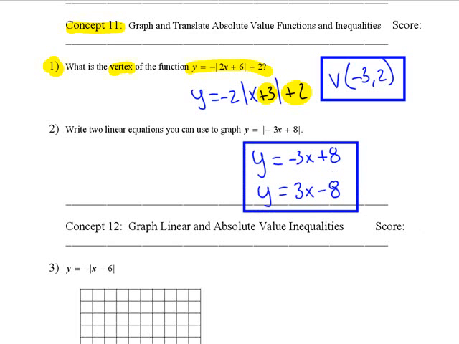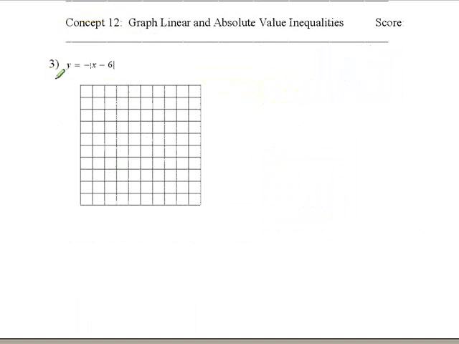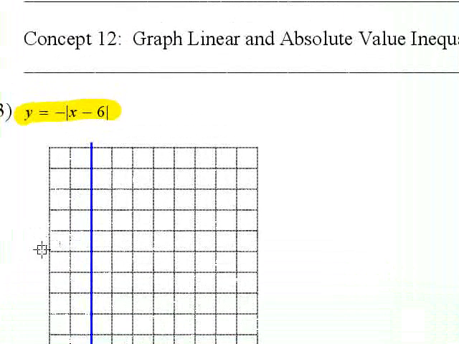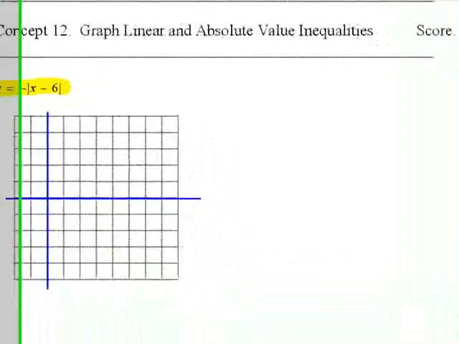Any questions here? Concept 12, they want me to graph this absolute value. I can see that that thing's going to open down because of the negative, and I've got to shift 6 to the right. So I'm going to choose to put my y-axis over here so I have room to shift to the right. My x-axis right here.